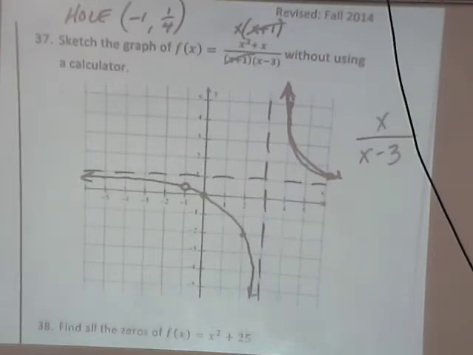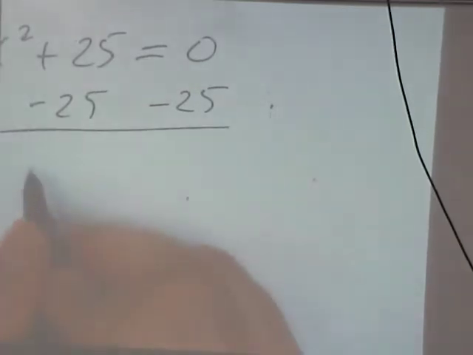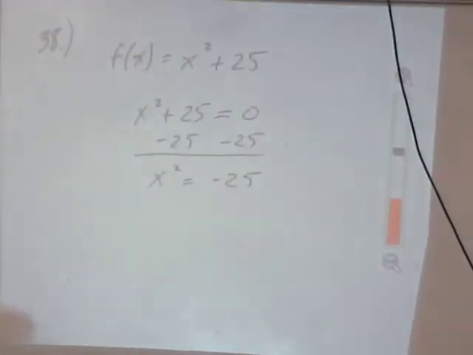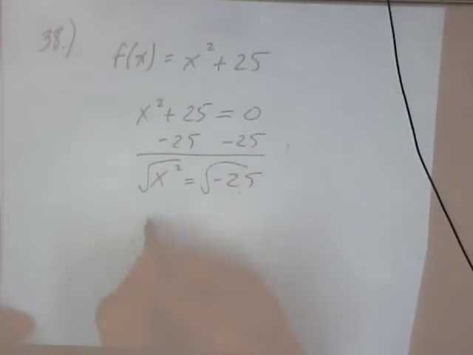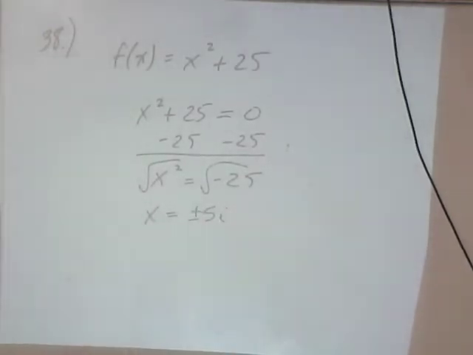Moving on. Okay, 38. Find all the zeros for x squared plus 25. So x squared plus 25 equals 0, minus 25, x squared equals negative 25. Did you just factor it out? What does that factor into? Oh, never mind. X equals plus or minus 5i. Yes, ma'am? Yeah, because it's 5 times i.